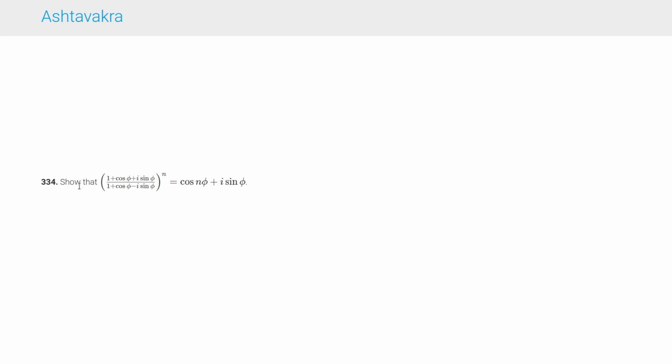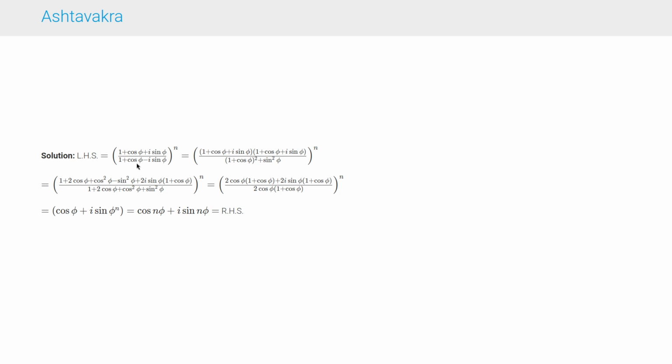Question 334 says: show that ((1 plus cos phi plus i sine phi) by (1 plus cos phi minus i sine phi)) whole to the power n is equal to cos n phi plus i sine n phi. There is a missing n here. So our left hand side is, we rationalize this given fraction.